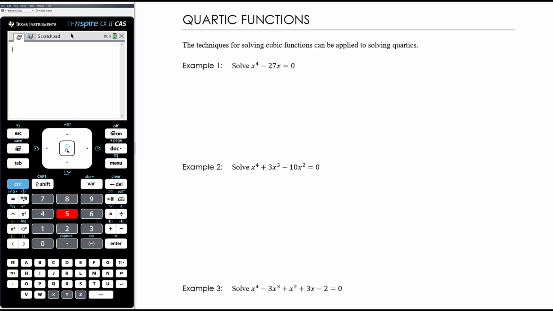So here we just want to have a look at a selection of examples, both solving quartics and also some graph sketching. We'll just mention a couple of things about the graph sketching when we get to those examples.